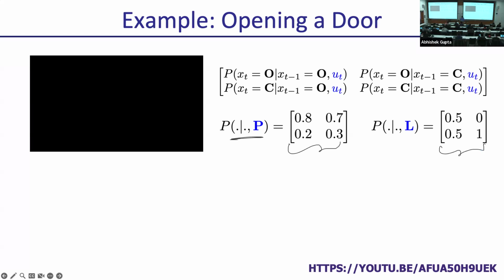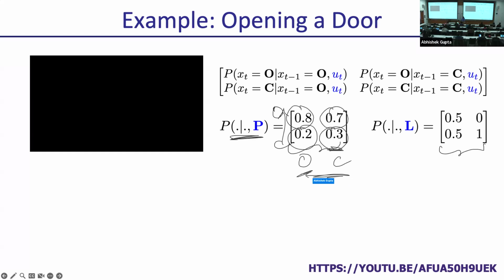And let's unpack why that makes sense. What this matrix is saying is that if you were closed and you executed pulling, the likelihood of being open is 0.7, the likelihood of being closed is 0.3. And if you were open and you executed pulling, the likelihood of being open is 0.8, and the likelihood of being closed is 0.2 at the next step. So you can think of these as the previous outcomes, these as the next outcomes, O and C.